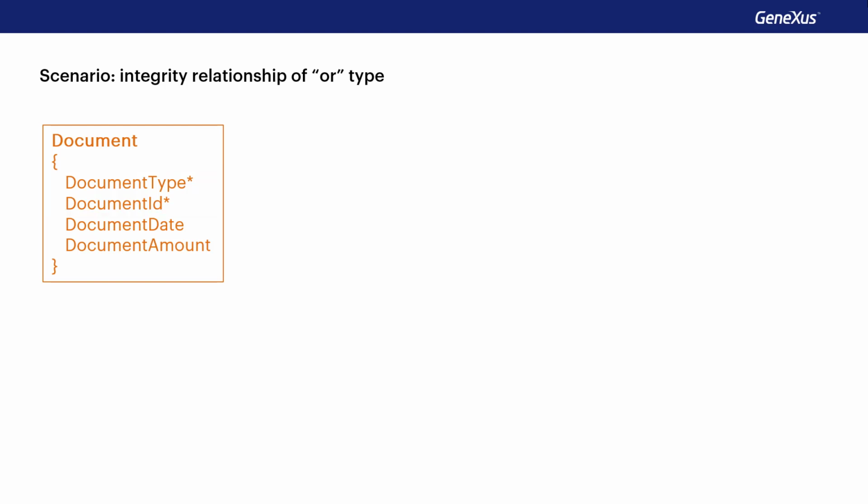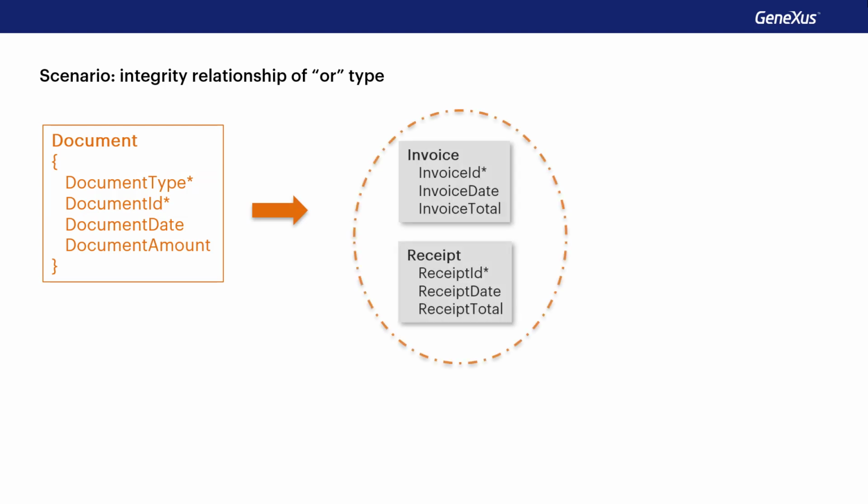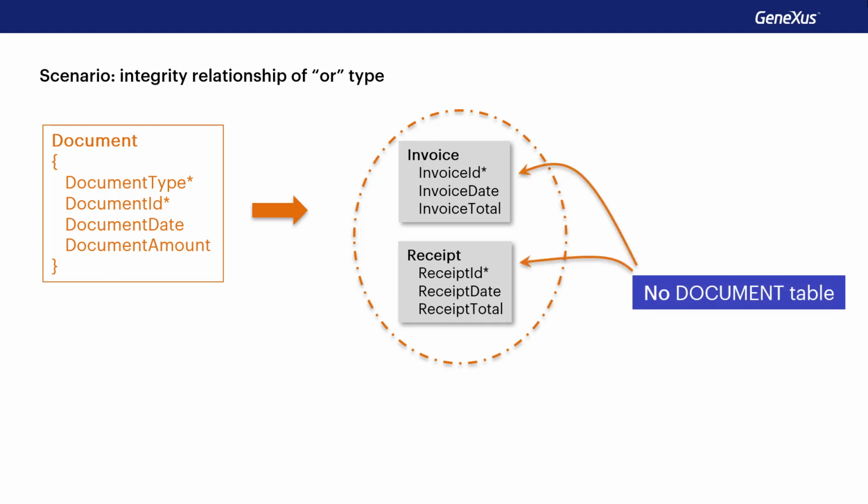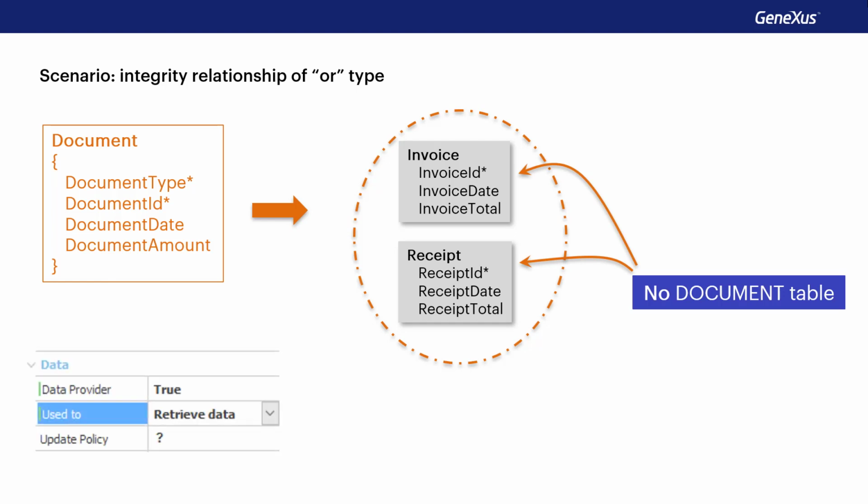This transaction will be like a view that will unify the information contained in the invoice and receipt tables. In other words, it will not create a table to contain the data. Instead, it'll take it from the tables corresponding to invoice and receipt. To this end, we set its data provider property to true and indicate that we'll use this data provider to receive information. After that, Genexus will automatically understand that the table associated with the transaction must not be created, because this data provider will be used to indicate from where to obtain the data. In this case, it'll be from the invoice and receipt tables associated with the corresponding transactions. Let's return to Genexus.